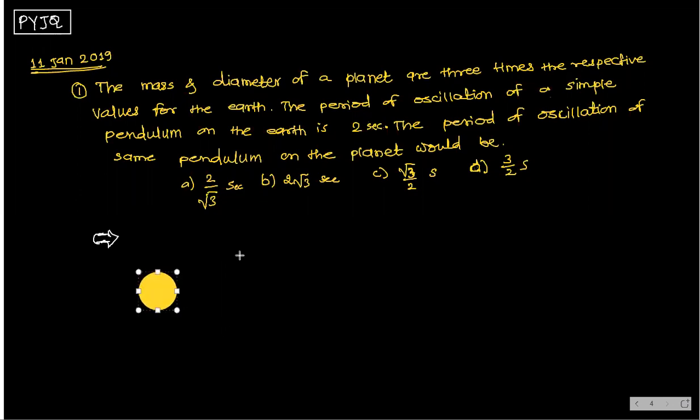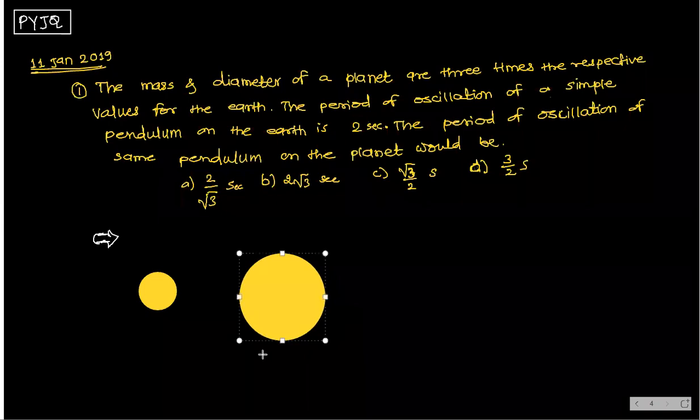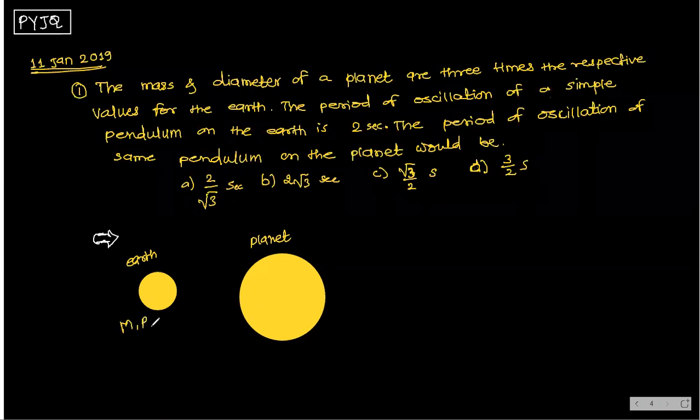This is one planet and this is another planet, suppose. If this is Earth, this is a planet, okay? So here its mass is m, radius is r. Here mass is what? 3 times, he is saying. So mass of planet is equal to 3 times mass of Earth, right? So 3m will come. And what will the radius be? Tell me, radius of that planet particularly.